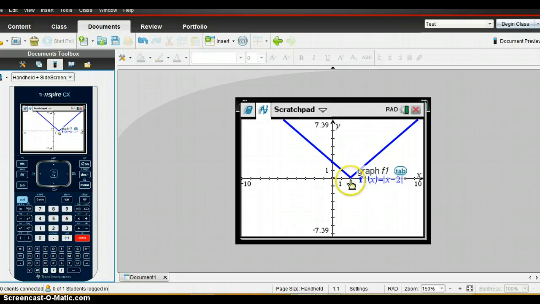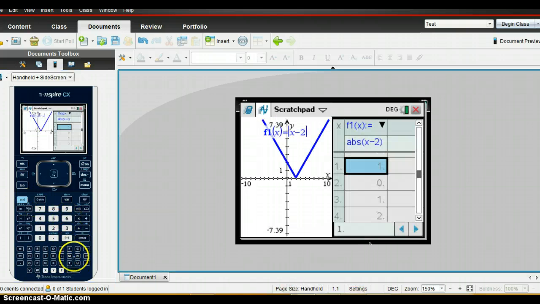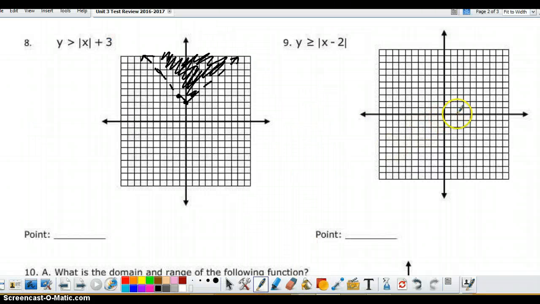So now my vertex is at 2, 0. And I'll see that here as well. So 2, 0, 1, 1, 3, 1. So when I come over here, 2, 0, 1, 1, 3, 1. Now it's solid because of the or equal to. So when I do this, go off like that, and go off like that.